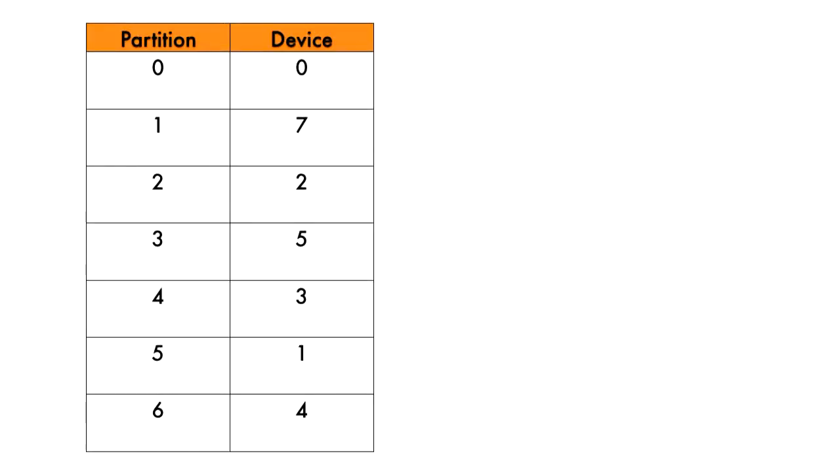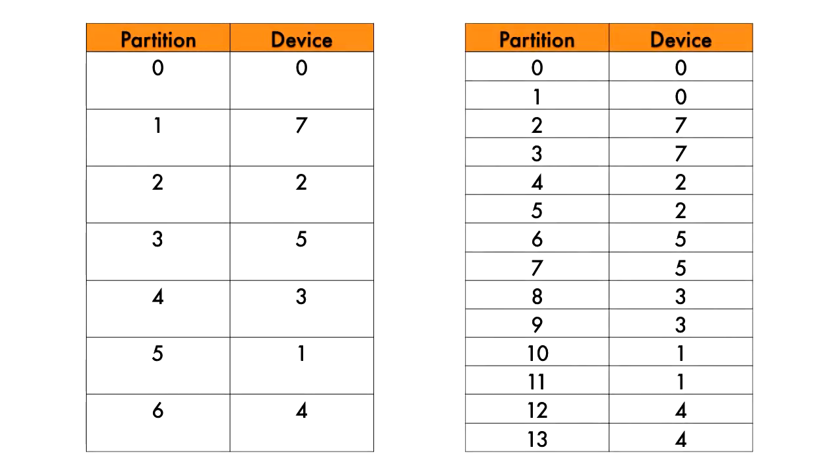So what happens if we take this partition table, the lookup table, and then we rewrite it? Notice that the device column has stayed exactly the same. We've just doubled it every time, and then we kept an incrementing index of the partition, which means exactly what I just said: if we had partition 1 that used to go to device 7, now partitions 2 and 3 both go to device 7. So we've made sure that 2x and 2x plus 1 of that old value now both map to the same device.